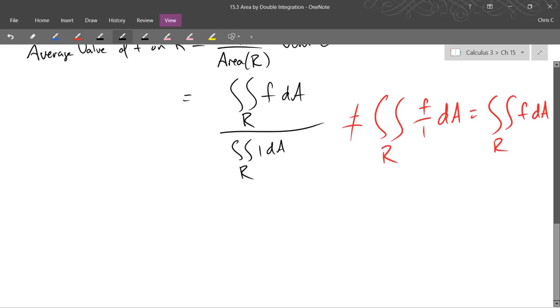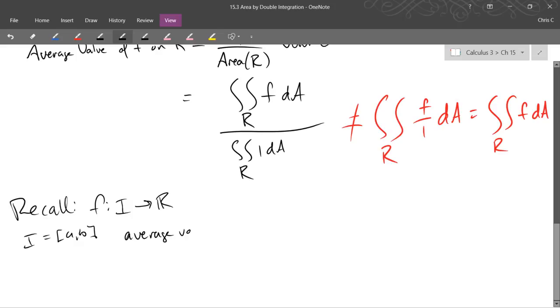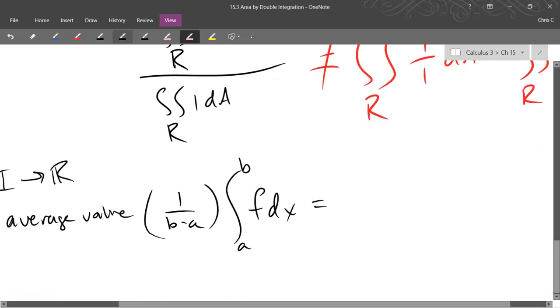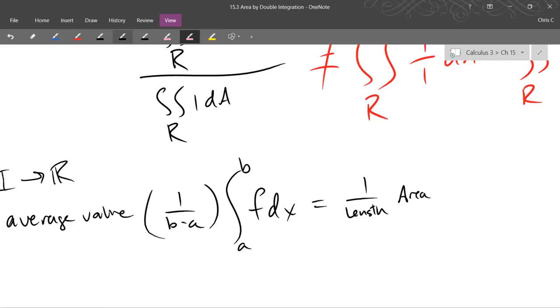All right, back in the good old days, when F went from some interval into R1, where I was usually a closed interval AB, the average value was 1 divided by the length times the area. So that was what it looked like before, which you could summarize as 1 over the length times area. So you're basically taking a higher dimensional measurement and dividing it by a measurement one dimension lower.